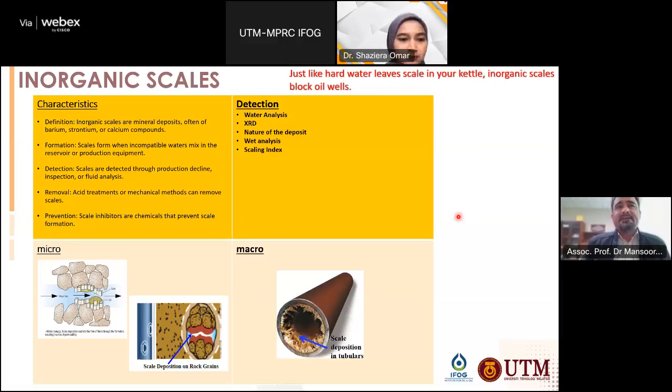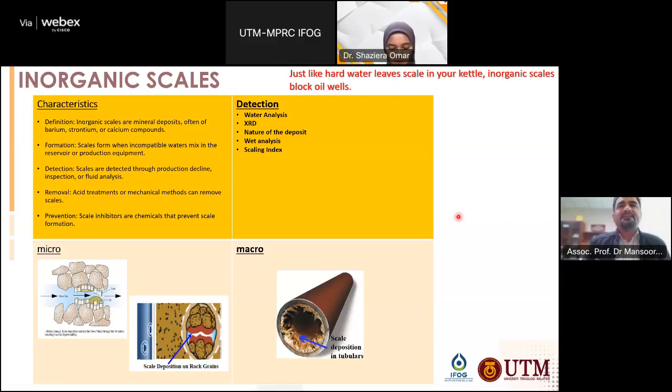This is inorganic scale. Inorganic scales are mineral deposits such as barium, strontium, and calcium compounds. Scales can form when incompatible waters mix in the reservoir or production equipment. Scales can be detected through production decline, inspection, and fluid analysis. We can remove the scales using acid treatment or mechanical methods. And of course, there is also prevention. We can use scale inhibitors to prevent these scales.